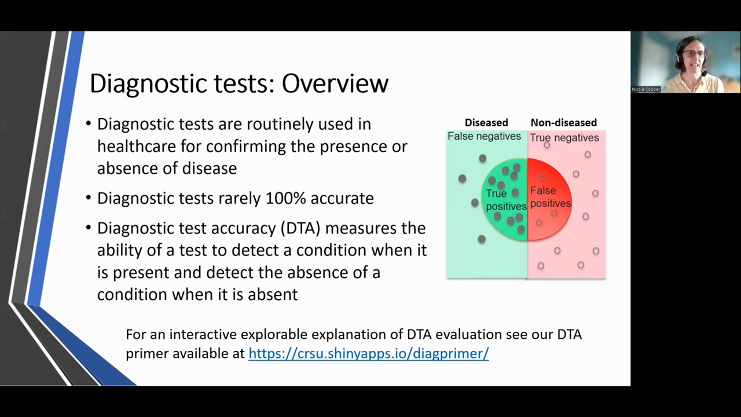Before introducing MetaDTA, I thought it would be useful to present a brief overview of diagnostic tests. Diagnostic tests are routinely used in healthcare settings to confirm the presence or absence of disease. For example, the presence or absence of COVID-19. Unfortunately, diagnostic tests are rarely 100% accurate. And those that are, known as perfect gold standards, may be too expensive, invasive, and/or take a long time to process. Therefore, cheaper and quicker to administer imperfect diagnostic tests are developed, and their accuracy is assessed against the gold standard. For an interactive, explorable explanation of diagnostic test accuracy, please see our DTA primer.